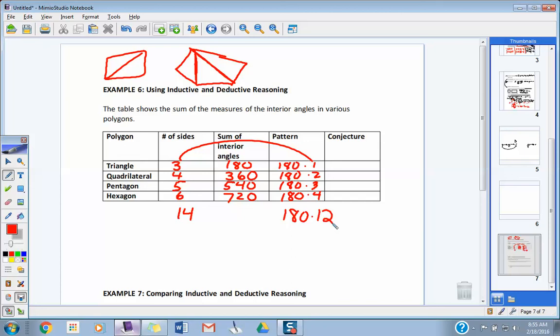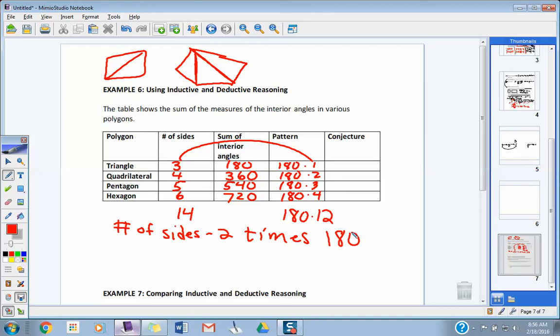So here's the deal. They're going to ask you to form a conjecture about the number of degrees in an n-sided figure. So I'm going to say this again right here. You took the number of sides minus what? Times how many degrees? Number of sides minus 2 times 180. Okay, you're exactly right. How do you come up with the number of degrees in an n-sided figure, where n represents the number of sides?